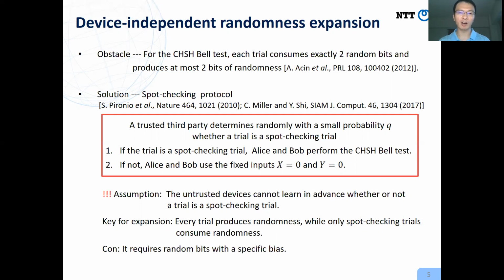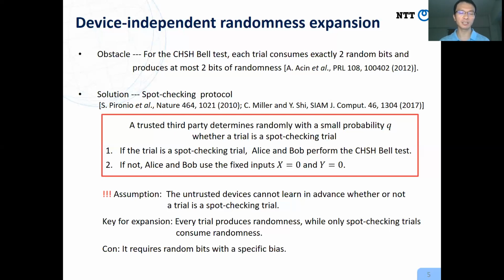Since a trial is a spot-checking trial only with a small probability, in this way we can reduce the input randomness consumed. At the same time, if we assume the untrusted devices do not know in advance when a trial is a spot-checking trial, then we can certify the randomness produced by every trial. Hence, randomness expansion is possible.